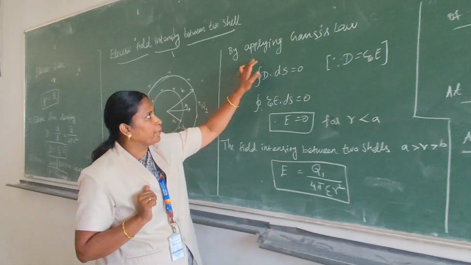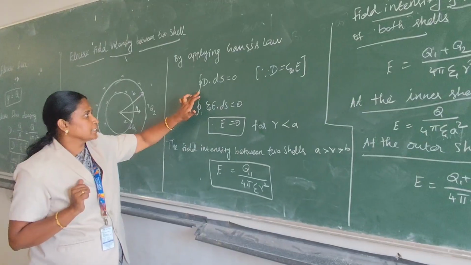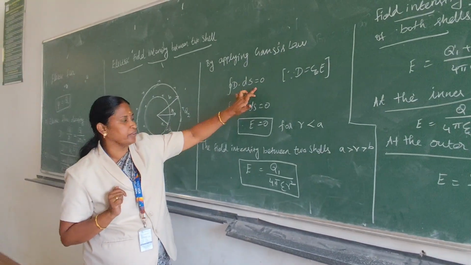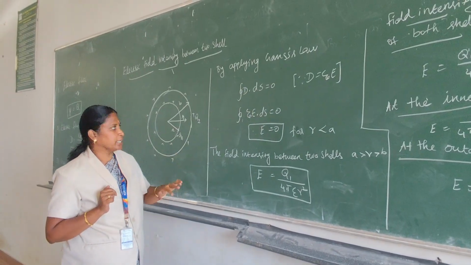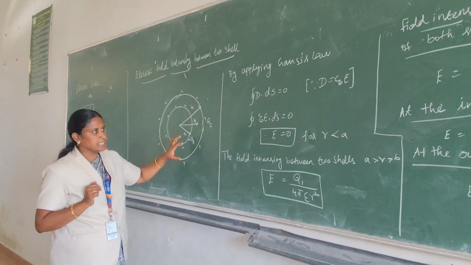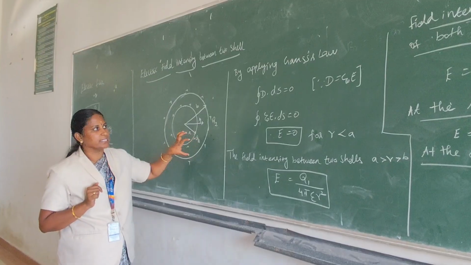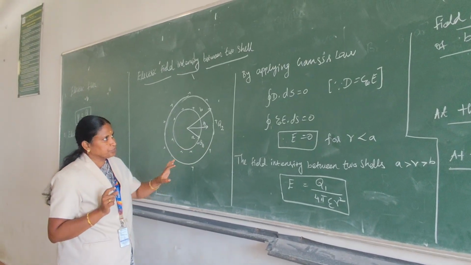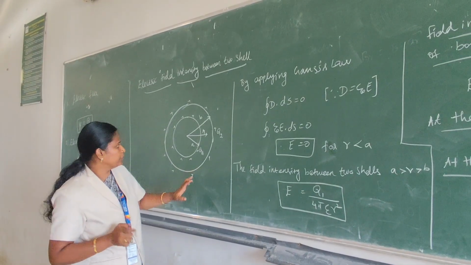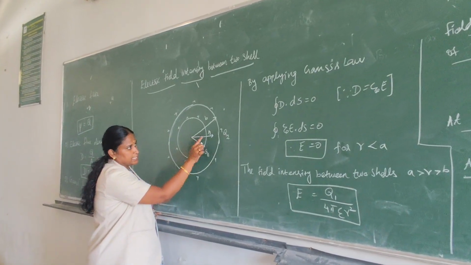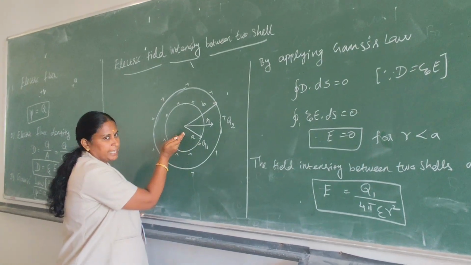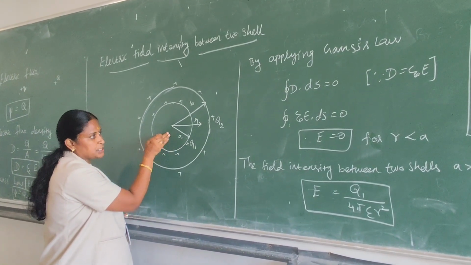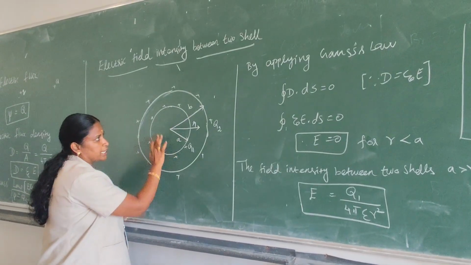By applying Gauss law, that is the surface integral of D dot dS, I have written here, right? Actually, according to Gauss law, the electric flux density or electric flux enclosed by the surface will be equal to the charge enclosed, right? Now, by electric Gauss law, if the radius considered is less than A, that is inside this spherical shell, it means there is no charge enclosed.